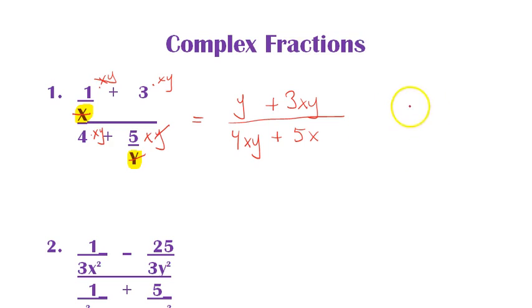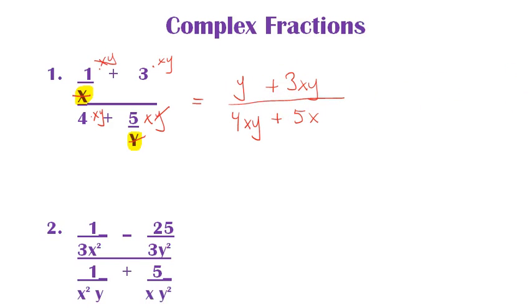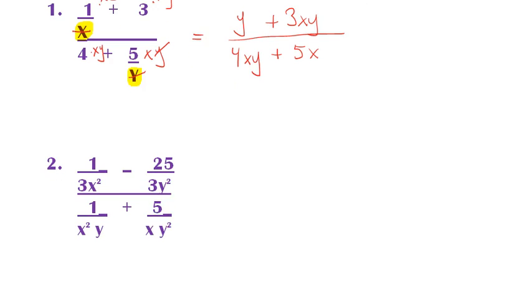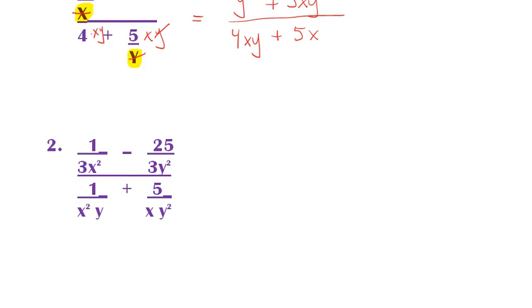If you want to try it, you can see what I'm talking about. But if it doesn't help me, I'm not going to do it. So I move on. I'm going to come to example 2. And so in this case, I'm going to look at these denominators. I have 3x squared, 3y squared, x squared y, and xy squared. Those are what I'm looking at to determine my common denominator from.